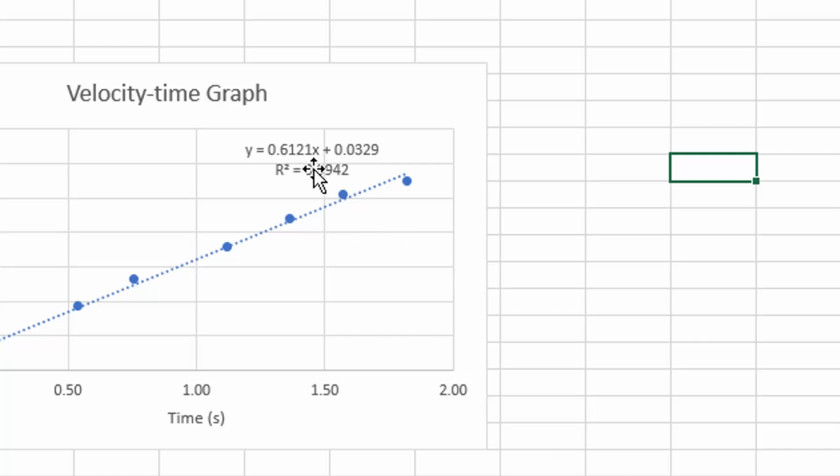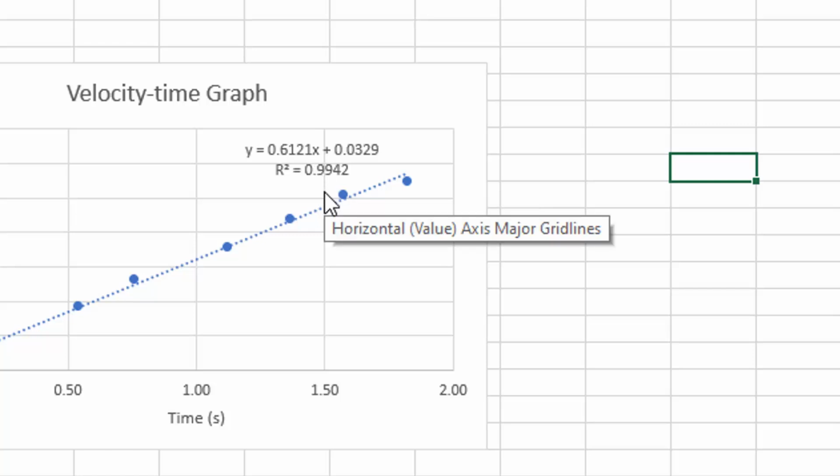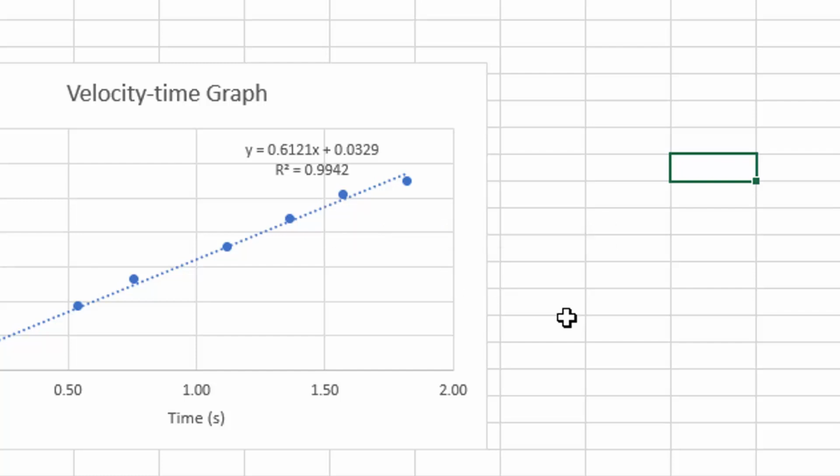What else can we learn from this? The R squared value is a measure of how closely the line fits the points. So if that line went exactly through all the points, then we would have an R squared value of 1. Anything less than 1 means it's not a perfect fit. This is pretty close to 1, 0.9942. So that tells me it's a pretty good correlation. So my acceleration there does look pretty constant.